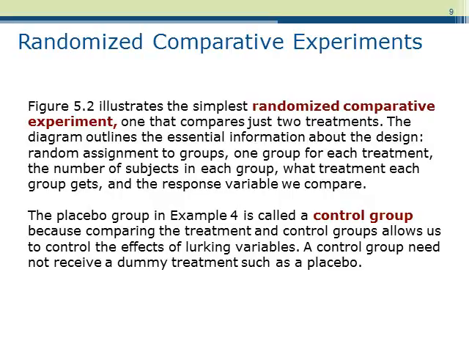The placebo group in example 4 is called the control group because comparing the treatment and control groups allows us to control the effects of lurking variables. A control group need not receive a dummy treatment such as a placebo.